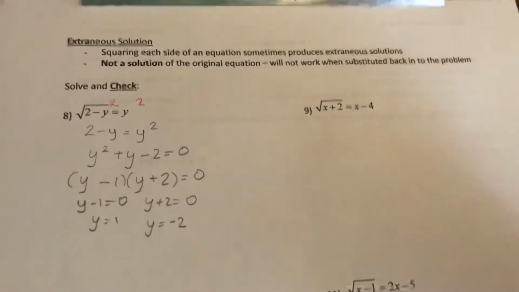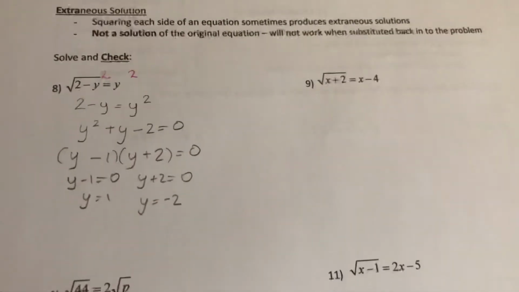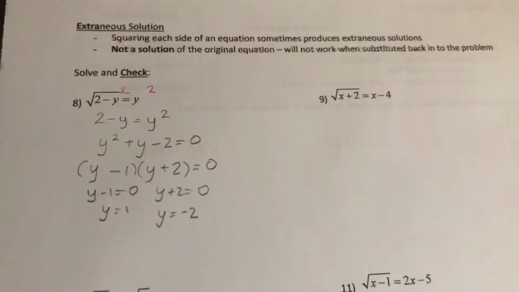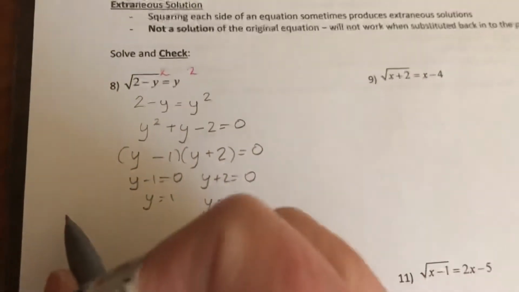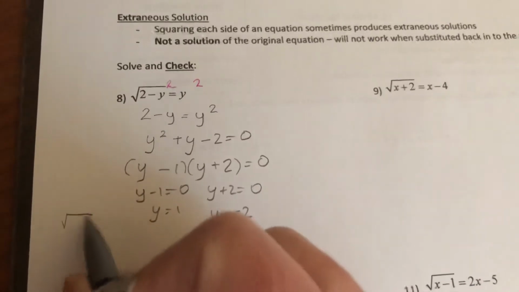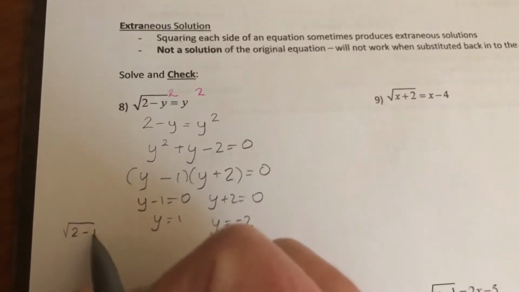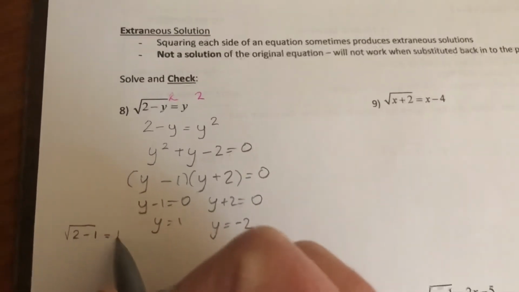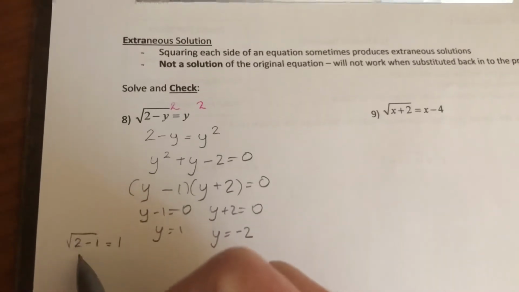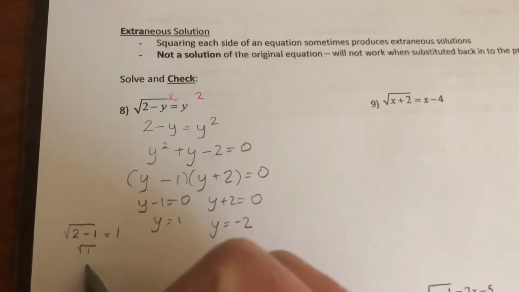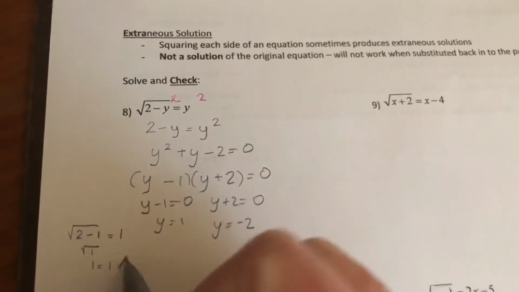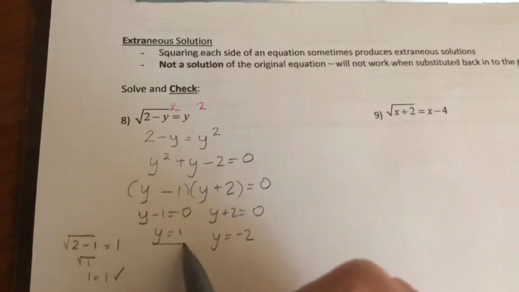From here we have to check, do they both work? Let's find out. When I plug in y is 1, I get the square root of 2 minus 1, and it equals y is 1. So the square root of 2 minus 1, that's going to be the square root of 1, which is 1. So 1 equals 1, so that works. So this is good. I'm going to underline it.